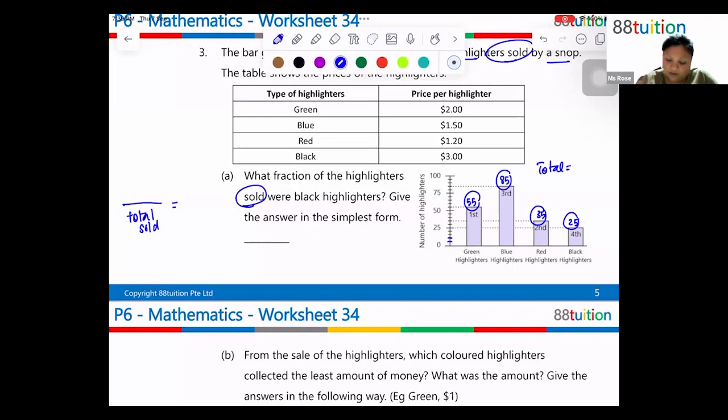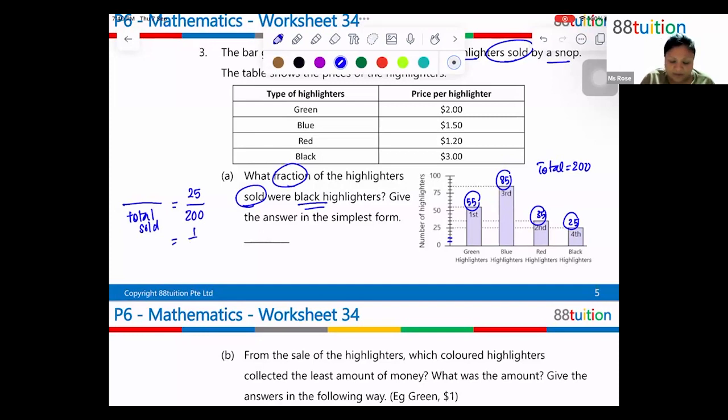Anyone? Thank you, Pranati. 200. So if I add up all these numbers, I'll get 200. So out of 200 highlighters, what fraction of them were black? So it's 25. So from here, we can see that we simplify.